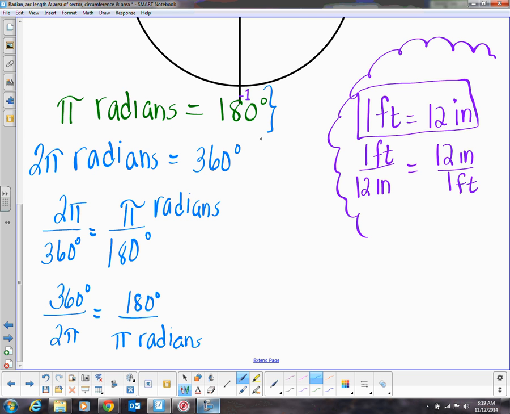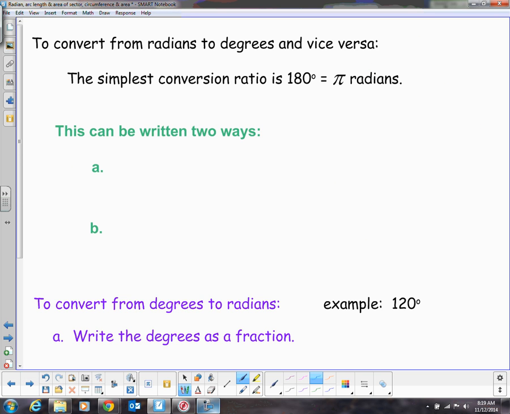So basically what we've gone over here is what's on my next slide. On the next slide, it's written out in a little bit more. We're using more words. So we're going to convert from radians to degrees and vice versa. And again, the simplest conversion ratio is 180 degrees equals pi radians.